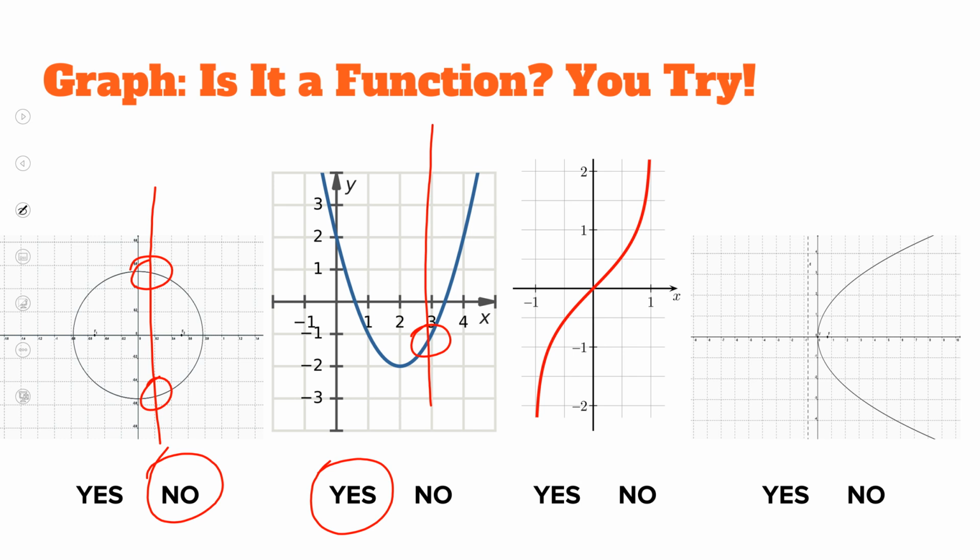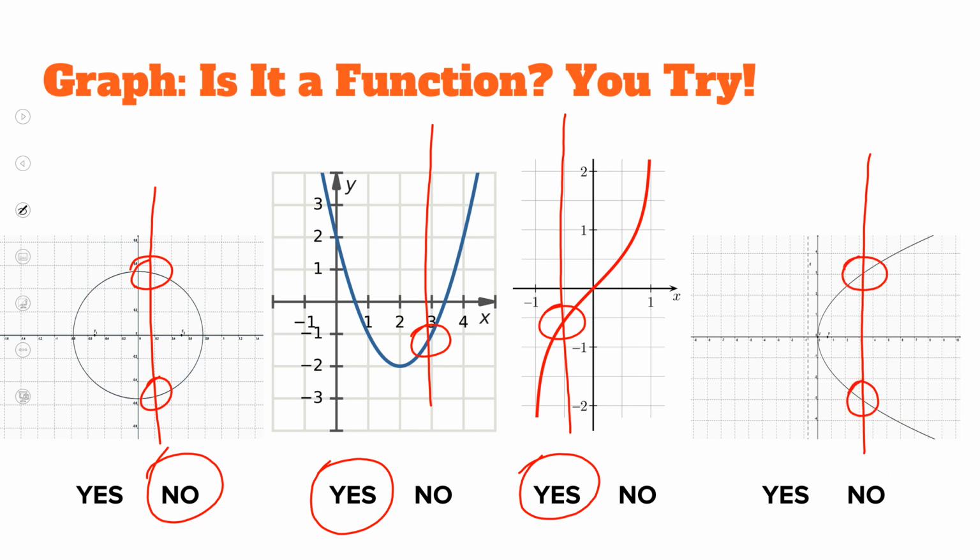The next graph I've given you is another relation. I'm going to draw a vertical line through this relation and see that there's only one intersection point. So this again is a function. Then we have the last graph. If I draw another vertical line, I'll then get two intersection points. Because there are two intersection points, this is not a function.